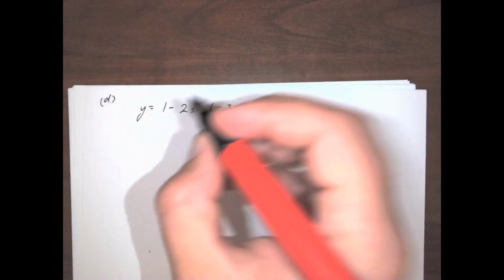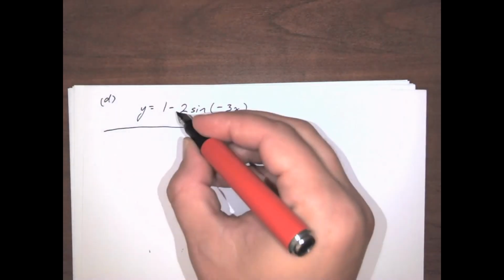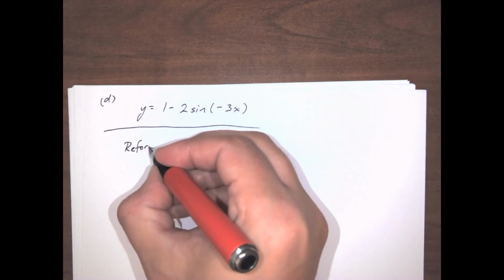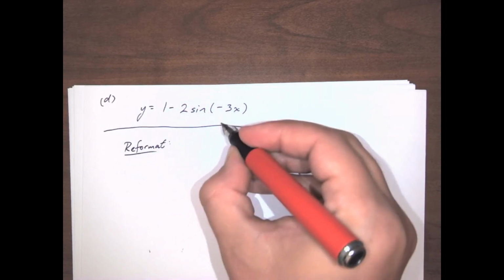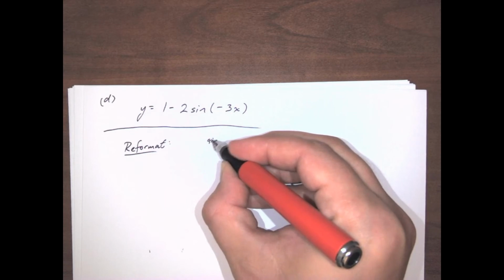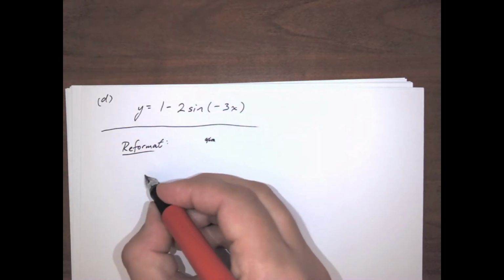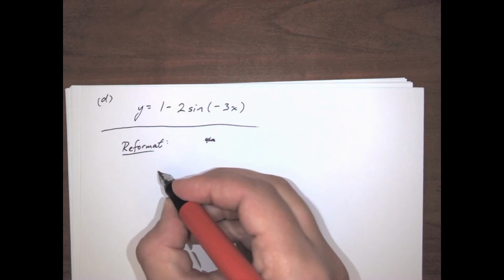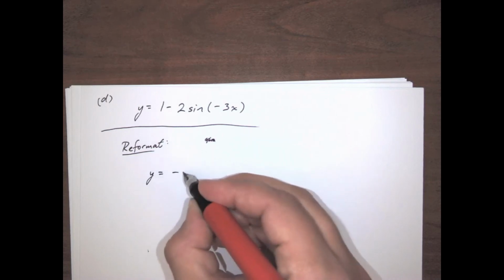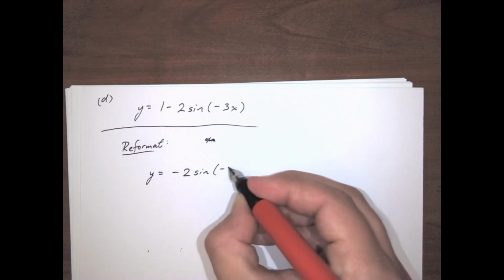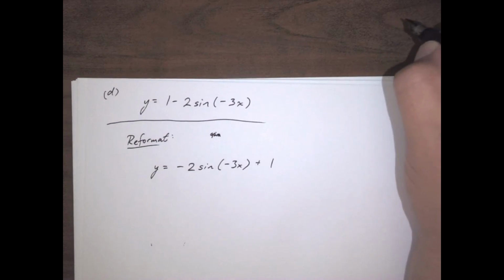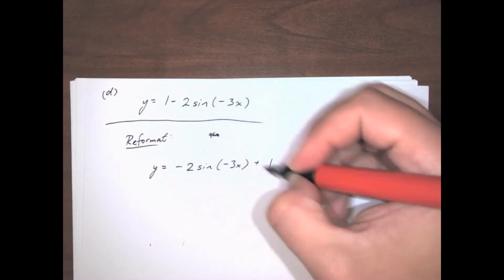All right. So first off, this is not our typical format of things, so let's just reformat this into something that we are more familiar with. First off, we'll deal with just the fact that this is not written in the typical order. We want it to be a sine omega b. So y equals negative 2 sine negative 3x plus 1. So we just reorder it, so instead of it being a positive 1 minus this, it's a negative this plus 1.